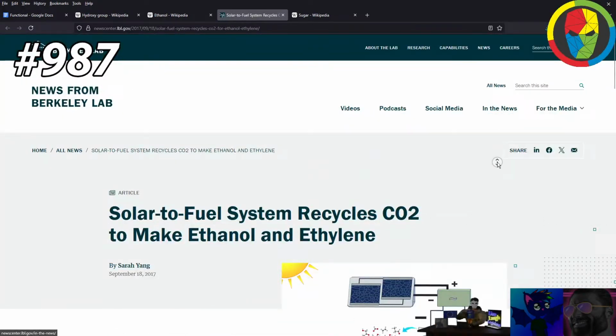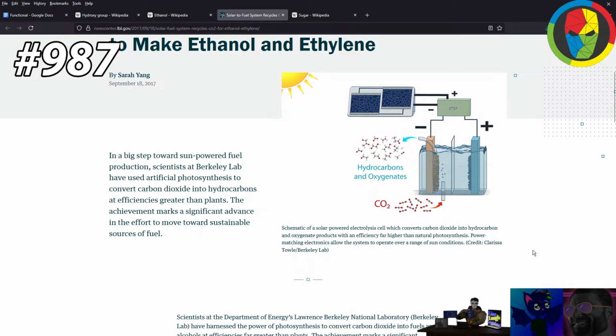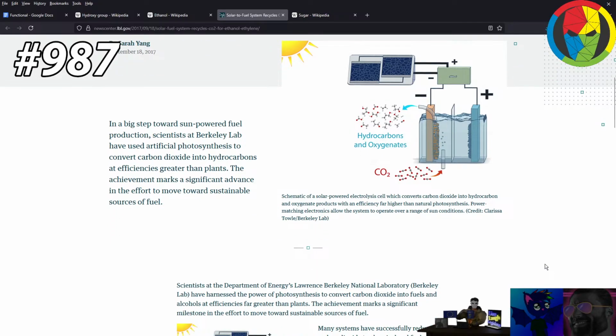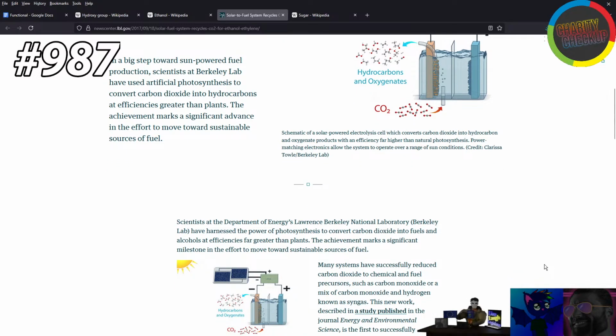Hold on, what have you done here? Let me sit up more comfortably because this is wacky. Big step from having used artificial photosynthesis to convert carbon dioxide into hydrocarbons. Artificial ingredients of plants. How?